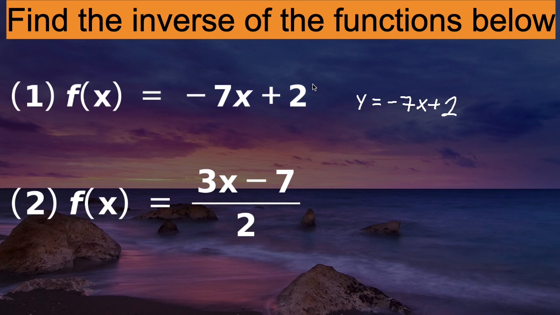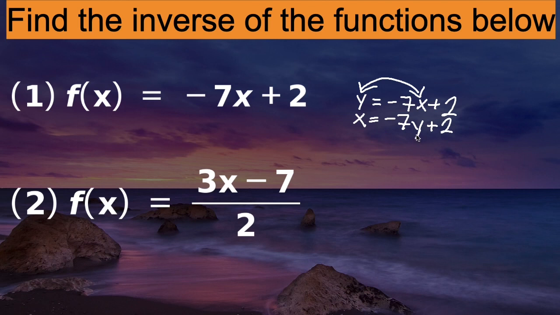Now, in order to find the inverse, what we need to do is substitute our x and our y and then solve for y. So if we switch x and y, we're going to end up with x equals negative 7y plus 2. And now our goal is to get y by itself.